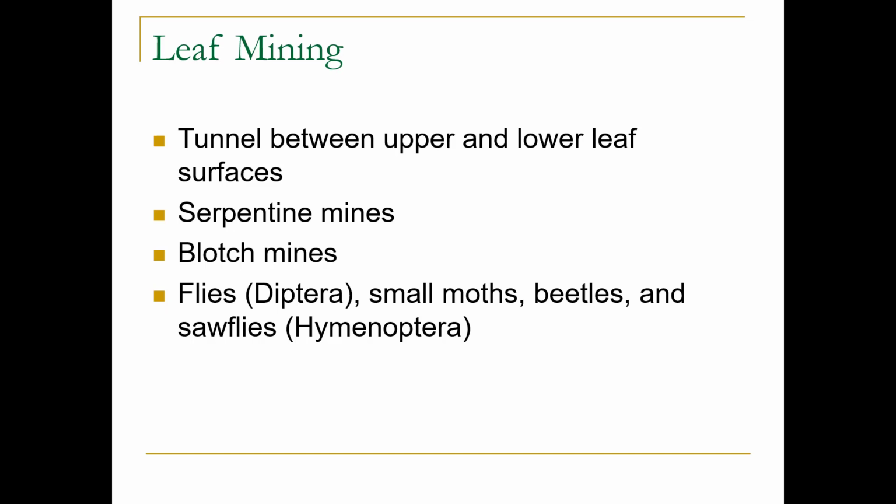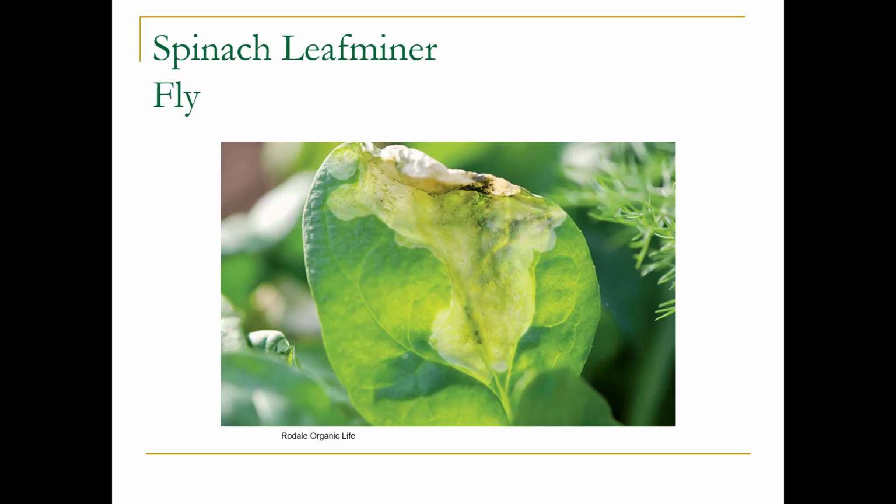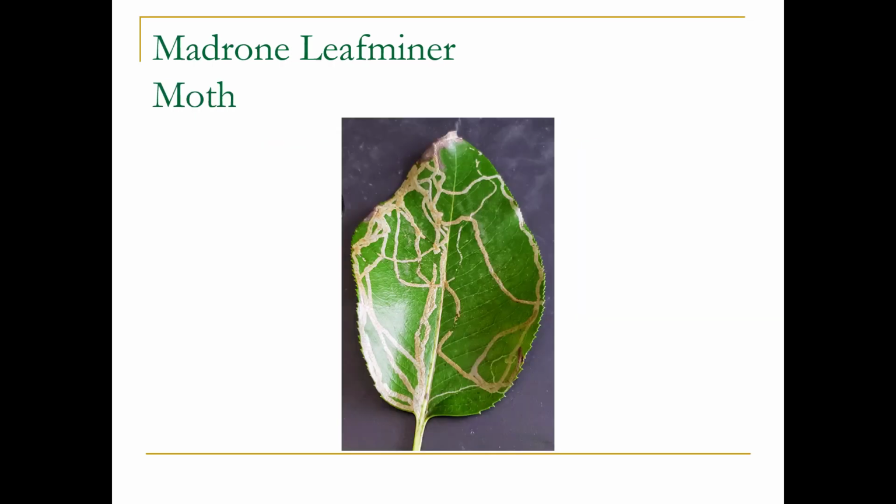So leaf mining is when insects tunnel between upper and lower leaf surfaces, and you'll see serpentine mines or blotch mines, and these can be caused by flies, true flies, small moths, beetles, and sawflies. And these are specific to plants. So for instance, here we have a spinach leaf miner. That leaf miner is only going to go for spinach. You can see it's more of a blotchy mine, but this is caused by the larva of a fly.